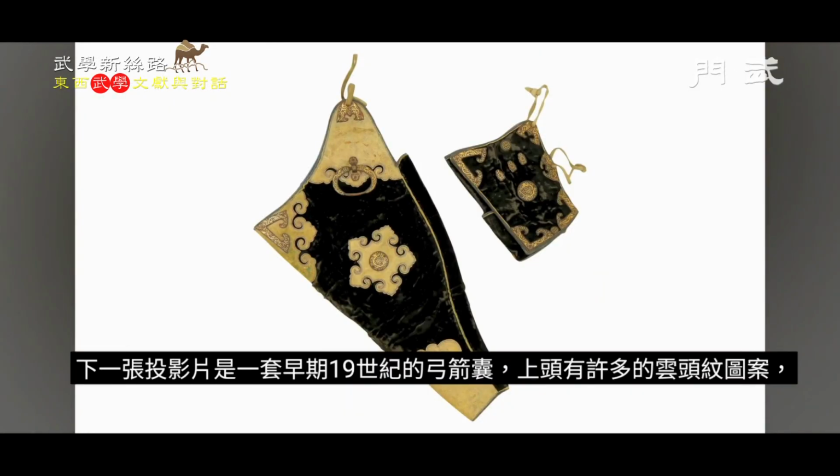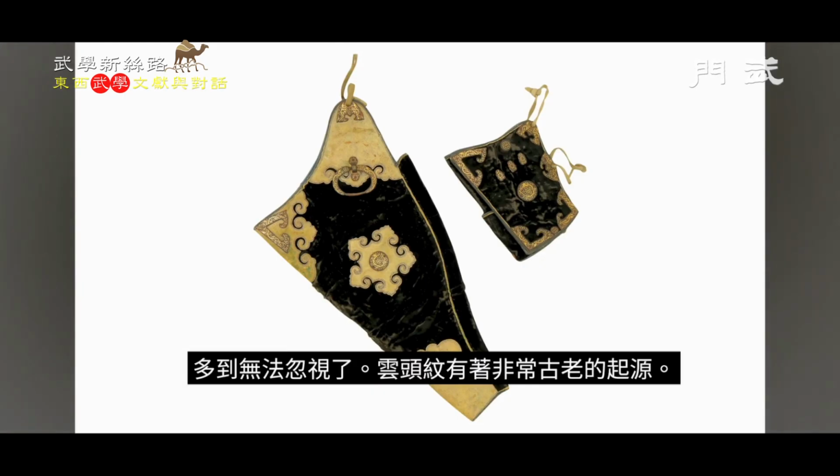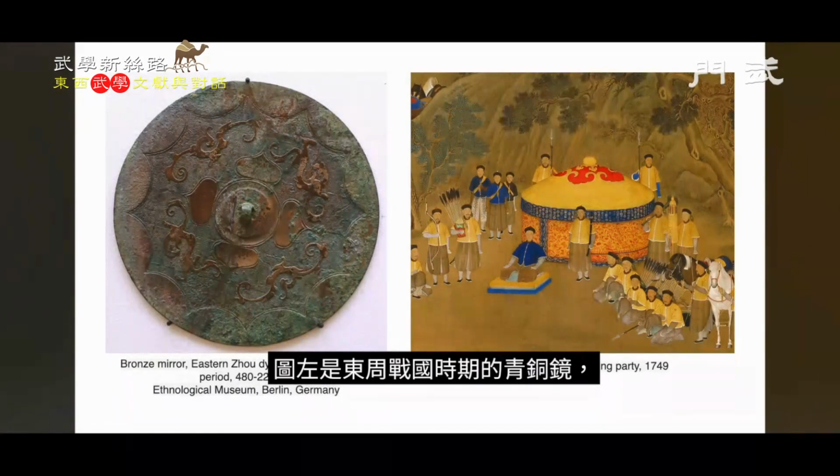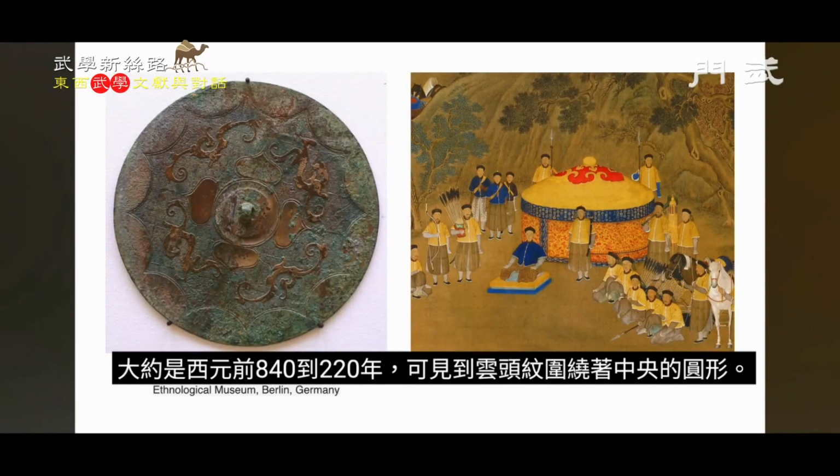The next slide, this is an early 19th century set where you can see the cloud head motifs are everywhere. You cannot get around them anymore. These cloud heads have a very ancient origin. To the left there's a bronze mirror of the Eastern Zhou dynasty to the Warring States period. This is around 840 to 222 BC. They surround a circle in the center.